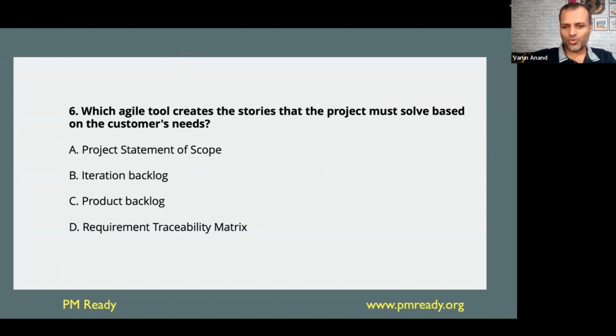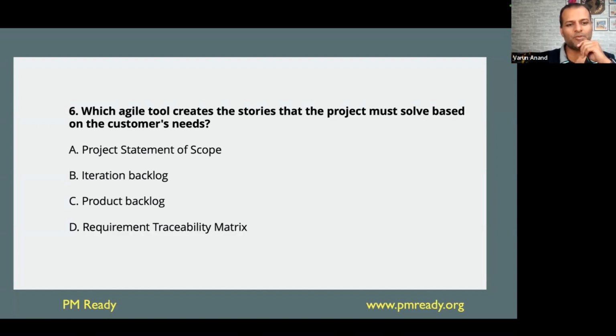Which agile tool creates the stories that the project must solve based on the customer's need? Okay, A, B, C, D. Let's do it. This is a tough one. What do you all think? What is a story? Think of it like requirements, user story. Think of it like which agile tool creates the requirements that the project must solve based on customer's need? D and C. Okay, that's a good one. It's a tough one, actually. C, said Claudia. Okay, good.